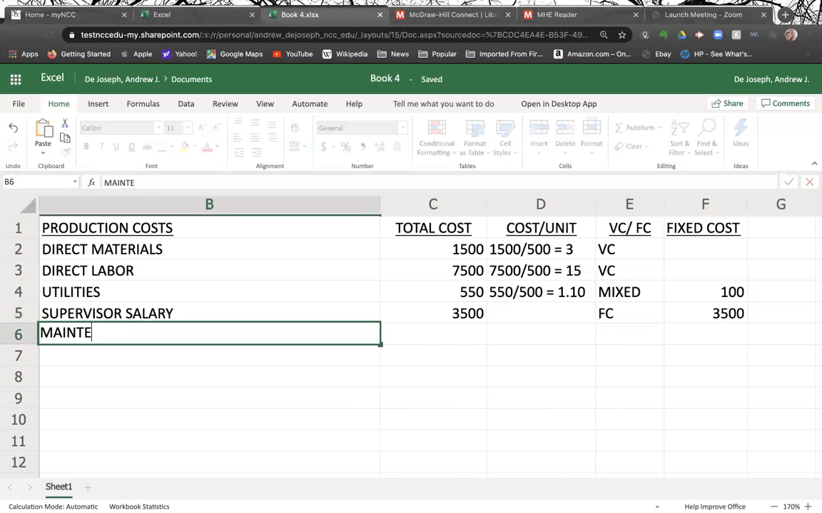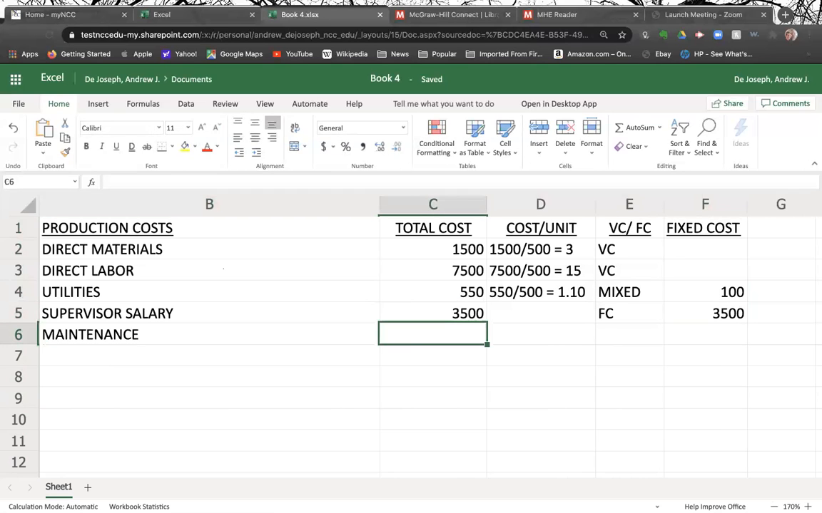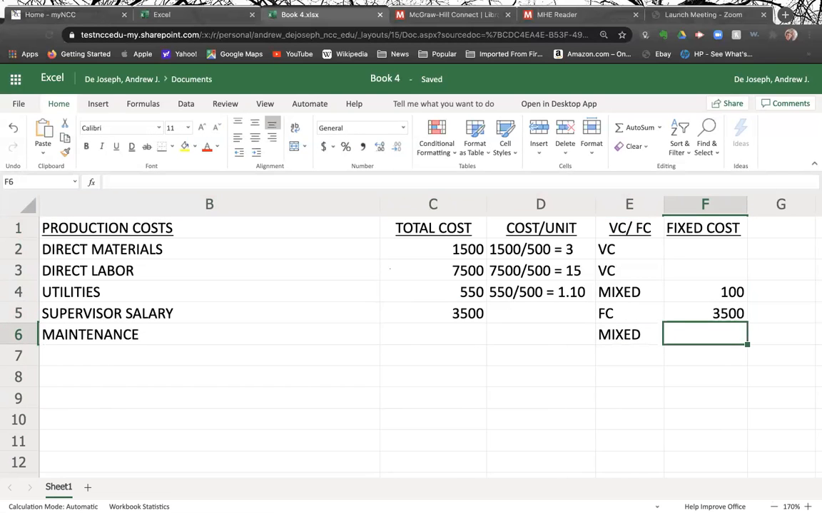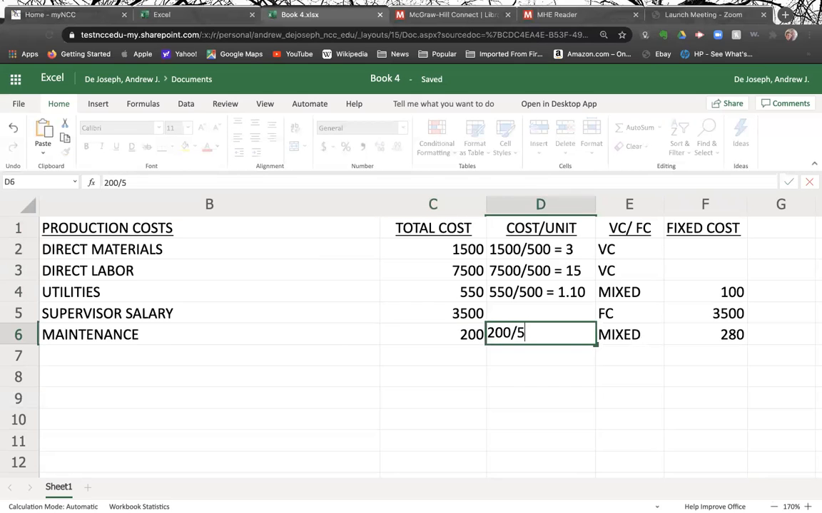Maintenance. Right now, the total was $480, but the fixed portion was $280. So this is another example of something that's mixed, but the fixed portion was $280, which means the variable portion was how much? 480 minus 280 is 200. And 200 divided by 500 is 40 cents.